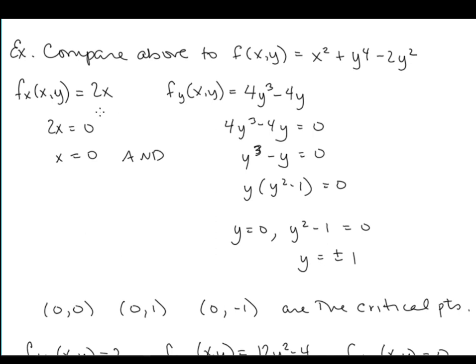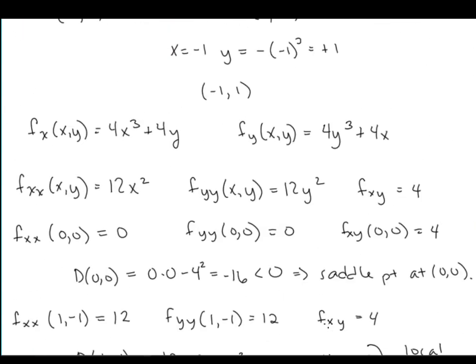Remember that we need both the x partial and the y partial to be equal to 0 at our critical points. So this says that x must equal 0 at all of our critical points. And this is saying that y could equal 0 or it could equal positive or negative 1. So we have 3 critical points here, and we'll test each of those for extrema or saddle points. But just compare this to what happened here.